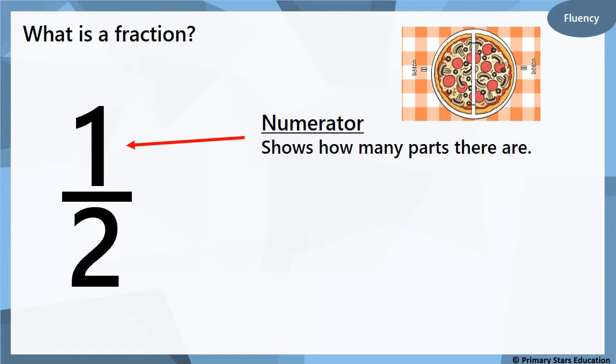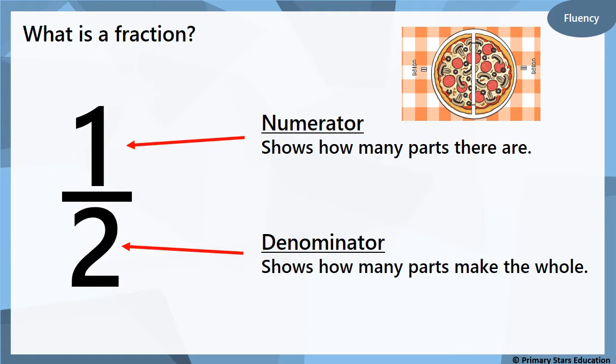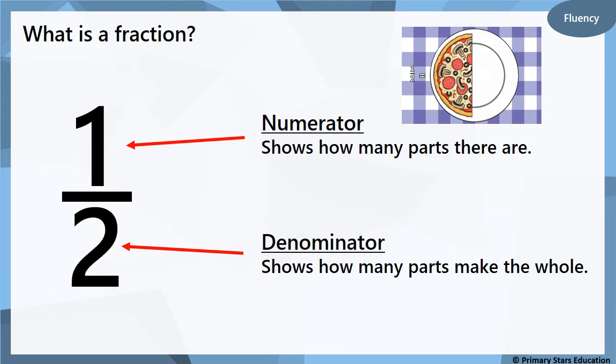The number on the top is called the numerator. It shows how many parts there are. The number on the bottom is called the denominator, and this shows how many parts are needed to make a whole. Have a look at the picture of the pizza in the corner. There are 2 parts that make the whole pizza. Here is one of those parts. It is 1/2 of the pizza. That's why we've got the number 1 on the top, and it's 1 out of 2 of those parts.